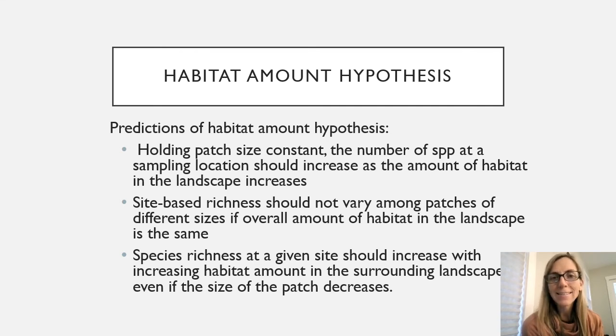Holding patch size constant, the number of species at a sampling location should increase as the amount of habitat in the landscape increases. Site-based richness should not vary among patches of different sizes if the overall amount of habitat in the landscape is the same. And species richness at a given site should increase with increasing habitat amount in the surrounding landscape, even as the size of the patch decreases.